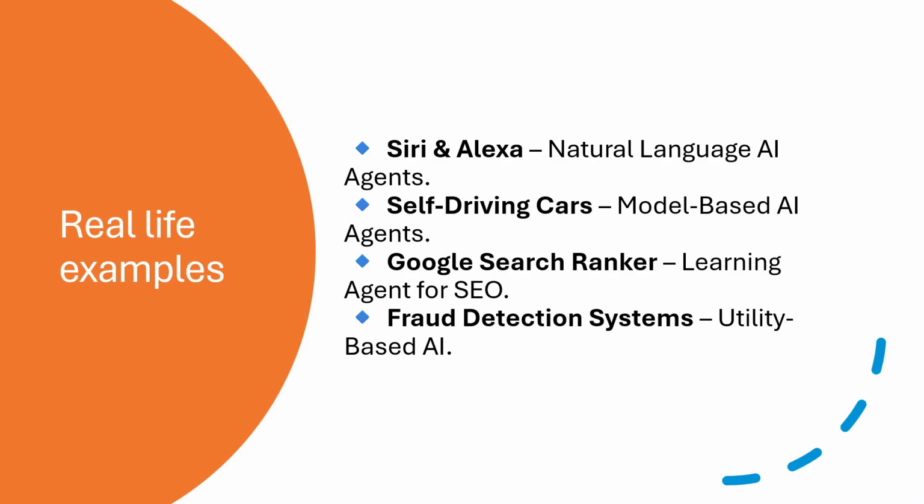Finally, fraud detection systems. We have a utility-based AI agent in this, right? So, how does it work? It monitors financial transactions in real time. It assigns a fraud risk score based on the location, amount, spending habits, devices used, etc. If the utility function, here in this case the fraud score, is high, it can go ahead and block the transaction and alert the user.